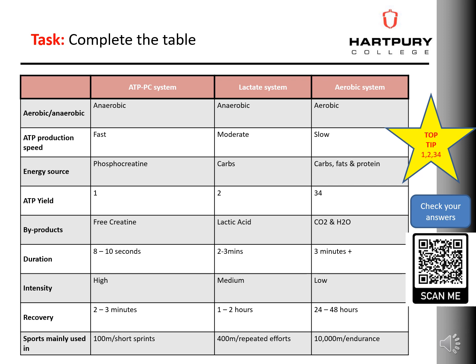Our completed table should look as follows then. The main points to note are the ATP yield is 34. A good tip to remember all the yields of the systems is 1, 2, 34. So 1 for the ATP-PC system, 2 for the lactate system, and 34 created by the aerobic system. This system can last for activities of 3 minutes or longer, and it does take a little bit longer to recover, around 24 to 48 hours.